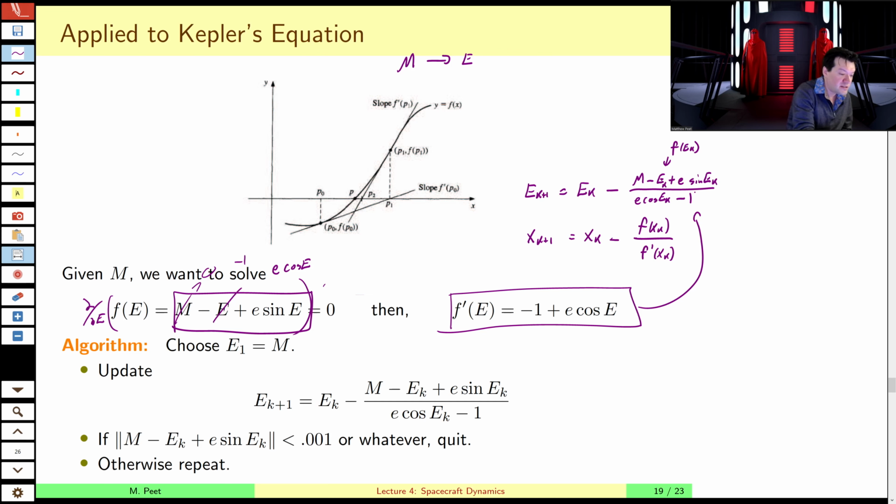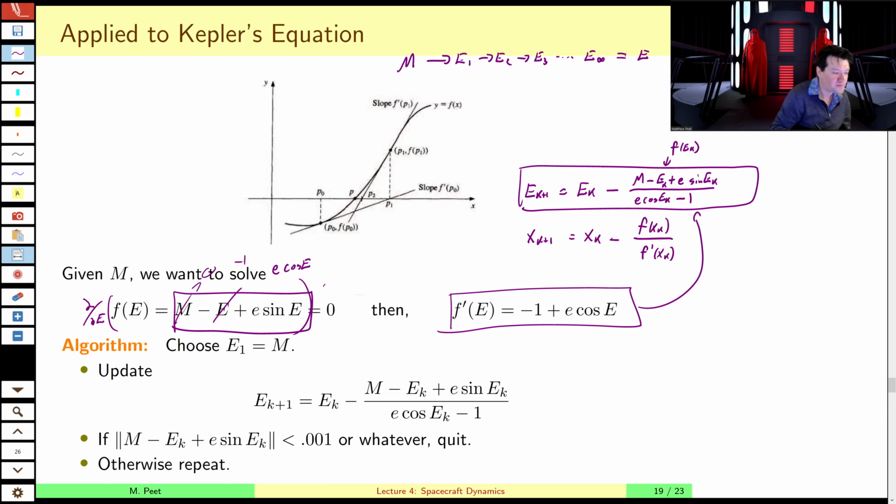So that's Newton's iteration for eccentric anomaly for solving Kepler's equation given m. So given m, we compute several intermediate steps to get e. So given m, we actually compute e1, then e2, then e3, all the way out to e infinity, in theory, and then that's equal to e. So we could just say equal.